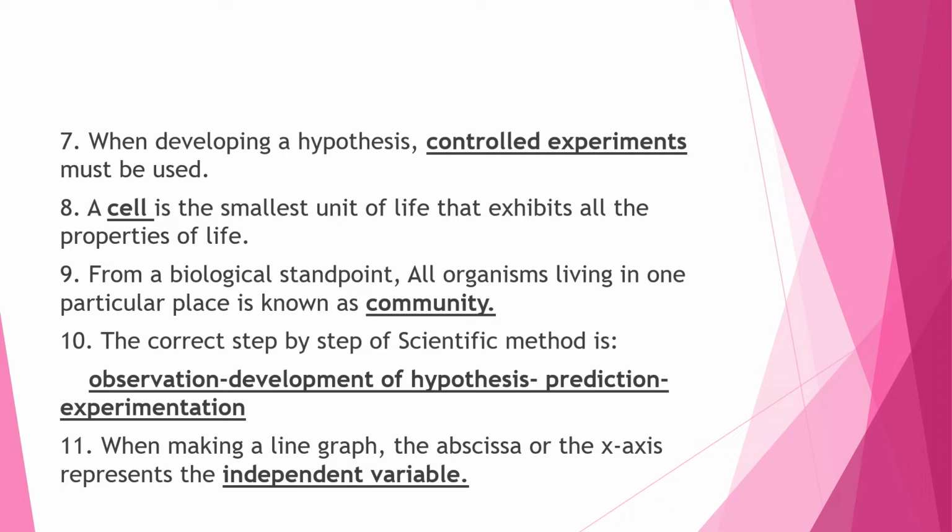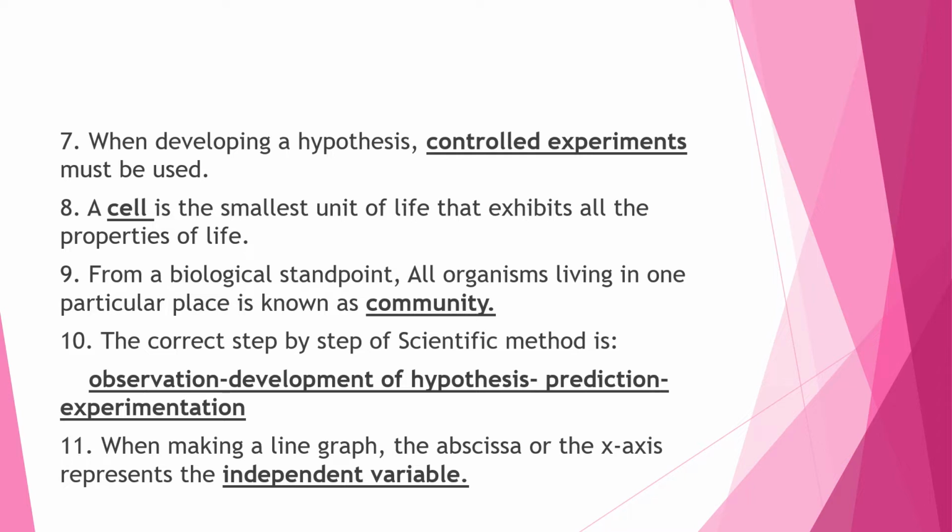as community. In other words, the definition for community is when all organisms are living in one particular place. Okay, number 10, the correct step-by-step of the scientific method is: first, we have the observation, then the development of a hypothesis, then the prediction, and then experimentation, and finally the result.